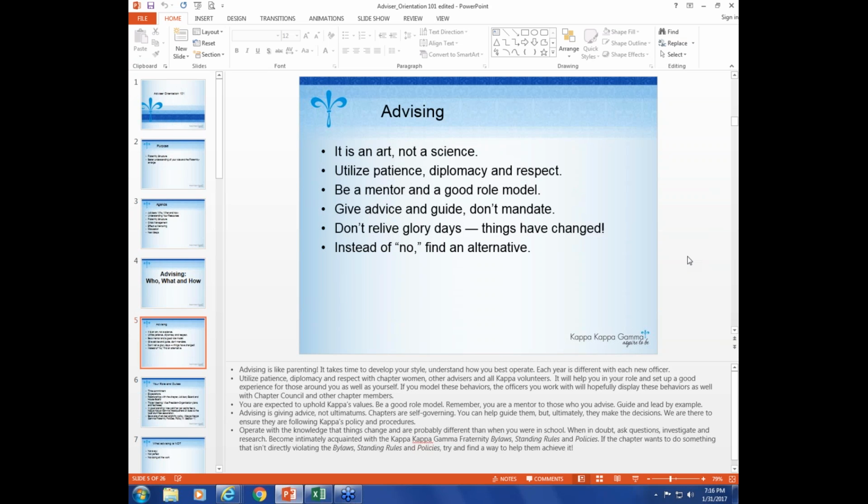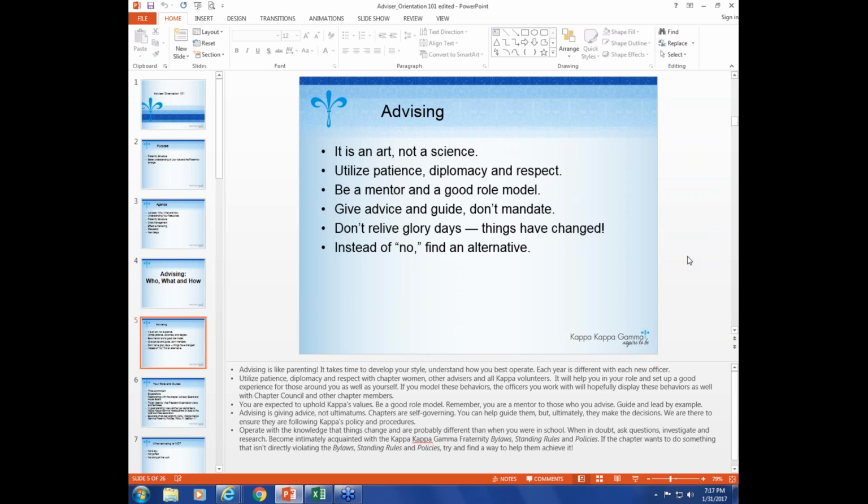Advising is really kind of like parenting. It's sort of an art. It's not really a science, and it takes a little while for you to develop your style and understand how you best operate as an advisor. And you need to remember that each year will be different, because you'll be working with a new officer. So how you advise will change a bit from year to year.